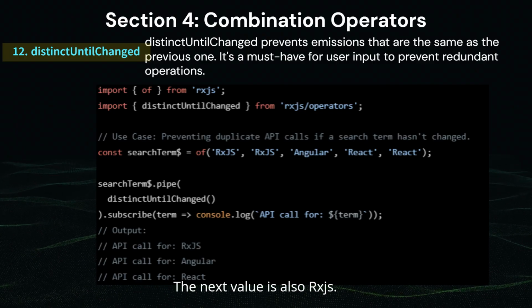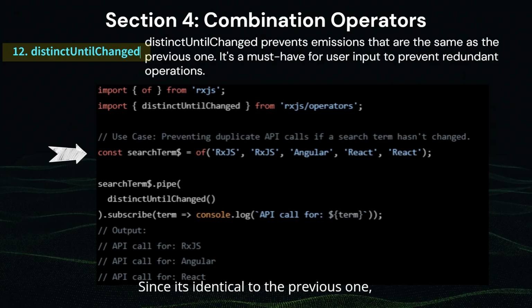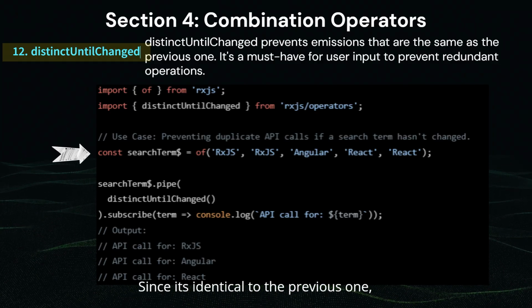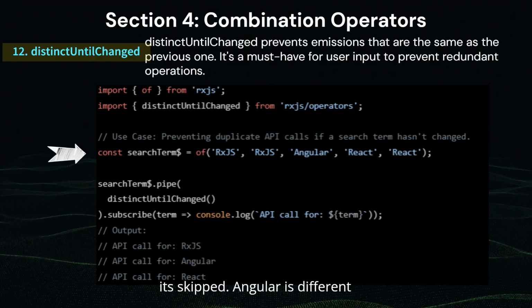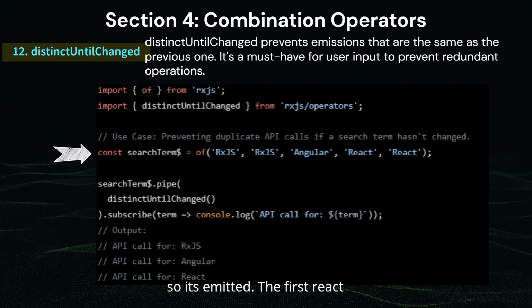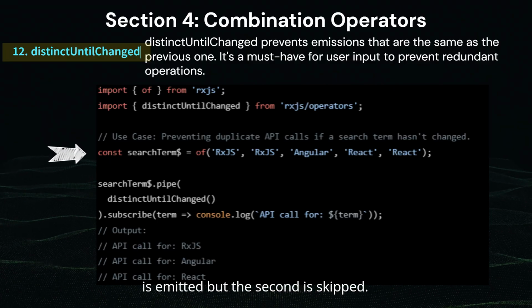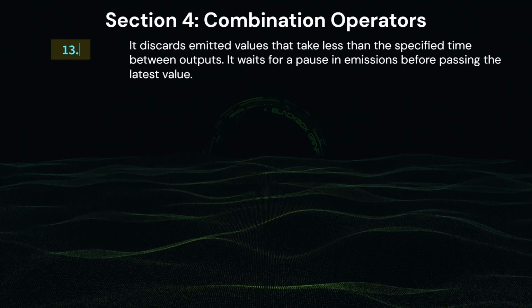The next value is also RxJS. Since it's identical to the previous one, it's skipped. Angular is different, so it's emitted. The first React is emitted, but the second is skipped.